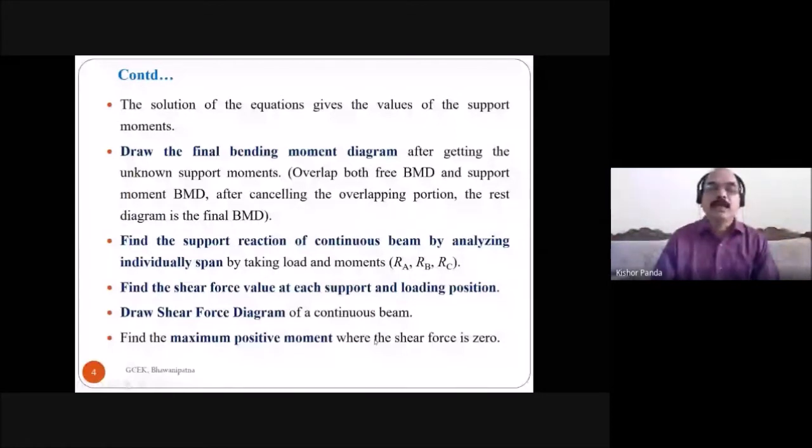And that distance you will find out by taking the shear force at a distance x equal to 0. At the zero shear force, you will get the maximum positive moment. That you have to find out. These are the different steps you have to remember when you are solving any continuous beam by the Clapeyron theorem of three moments.